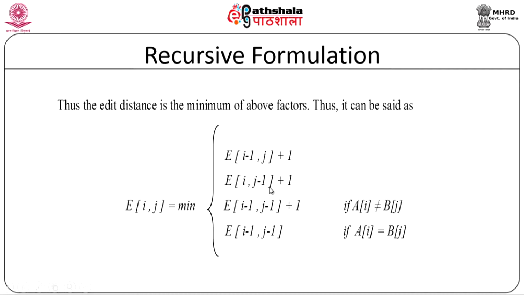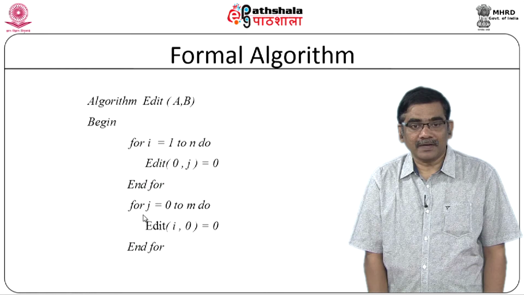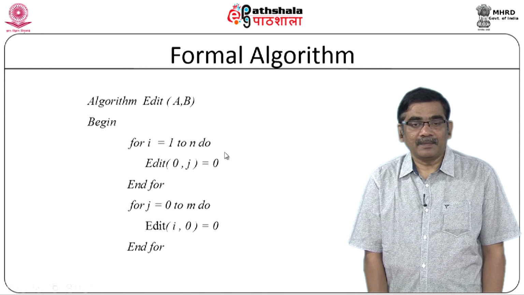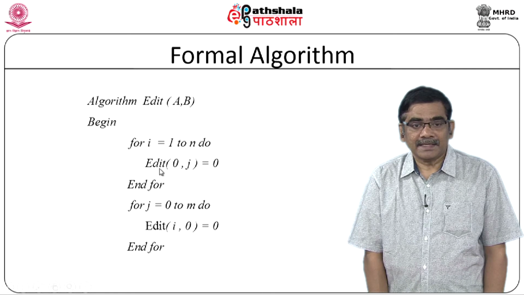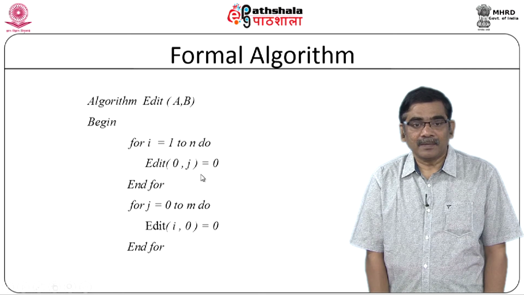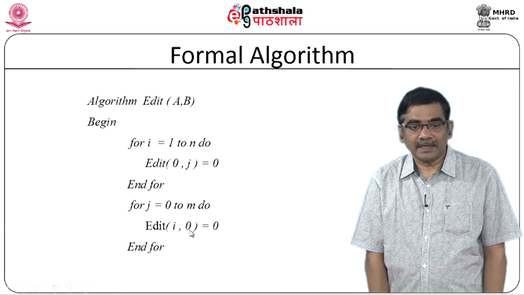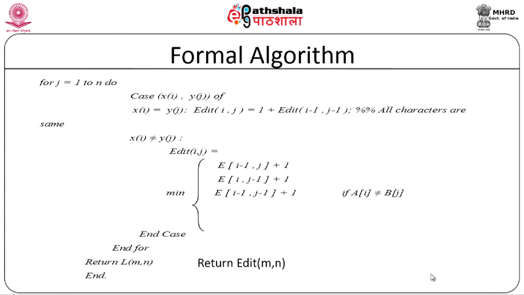So, this is a recursive formulation. You can see that if the characters match, we are retaining the value as it is from the previous value, otherwise it is going to be 1 plus the edit. So, insertion, deletion, substitution, we are taking the minimum value and then storing that as E of i comma j. So, this is a formal algorithm. You can see that E of 0 comma j and E of i comma 0 are the initializations.